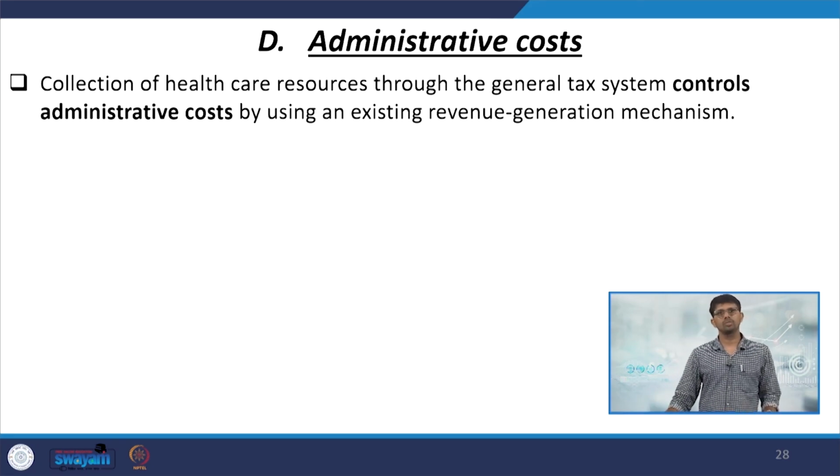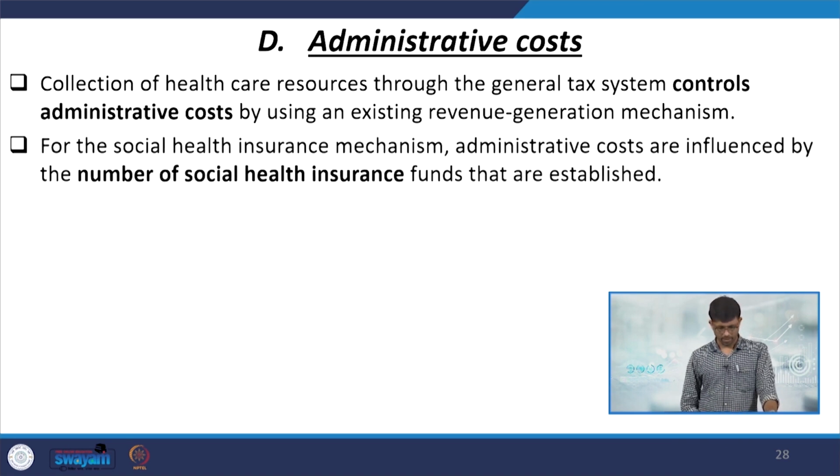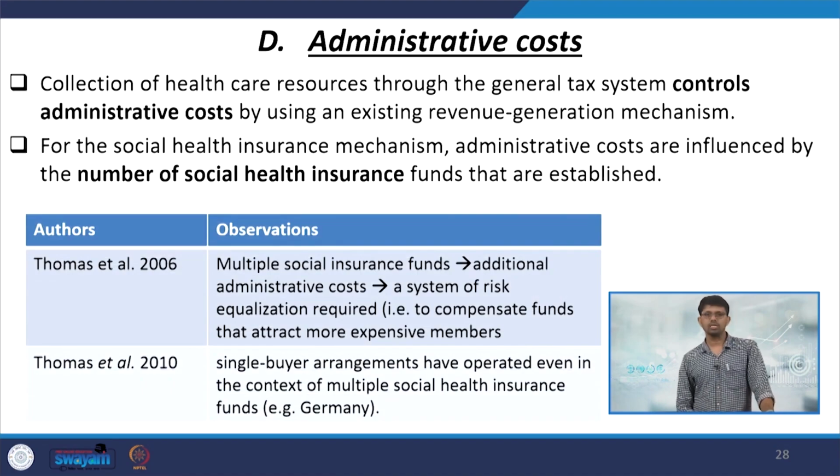Collection of healthcare resources through the general tax system controls administrative cost by using an existing revenue generation mechanism. For the social health insurance mechanism, administrative costs are influenced by the number of social health insurance funds that are established. There are two papers we are citing at this moment by Thomas et al., 2006 and another work of theirs in 2010.